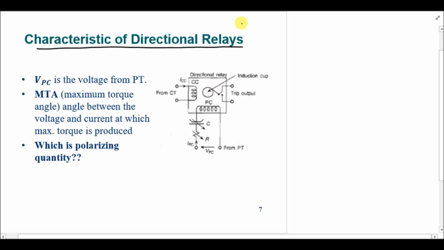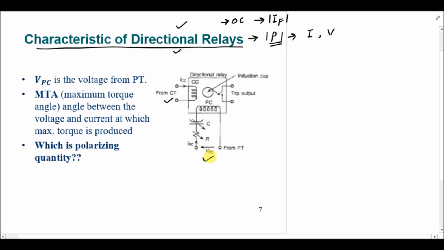As we discussed earlier, in an overcurrent relay we only require the magnitude of fault current in order to detect the fault. But in the case of directional relays we actually require the power flow value. So for the calculation of power we require two different quantities: one is current and the other one is voltage. Therefore we require a CT as well as a PT in order to operate the directional relays.